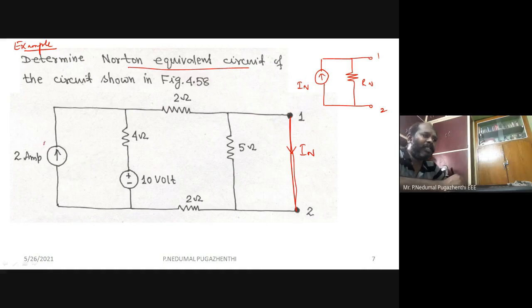And I will eliminate these two sources by their equivalent. That is, this will be open circuited because it is a current source, and this will be short circuited because it is a voltage source. Then I will find the equivalent resistance through this after removing the short circuit. Through this I will find my RN. Then that is going to give me this. Determine the Norton's equivalent circuit of the circuit provided. That equivalent is going to have a current source in parallel with the resistor. Understand?